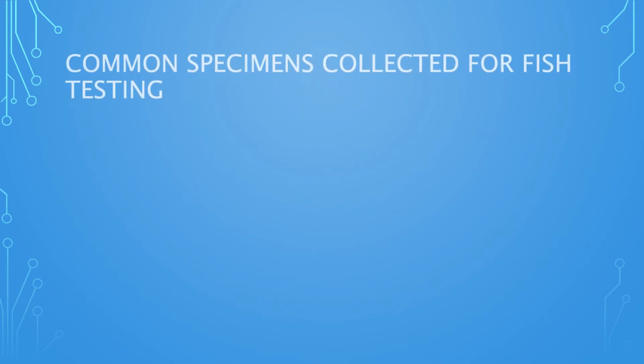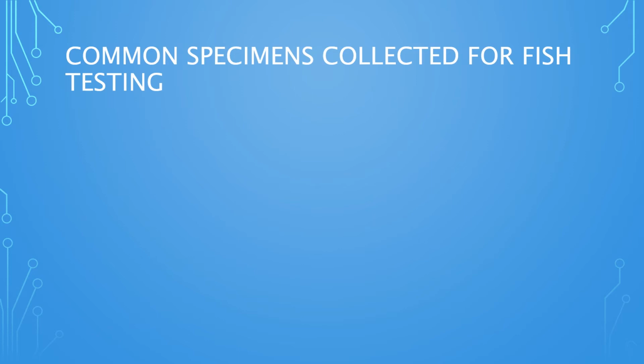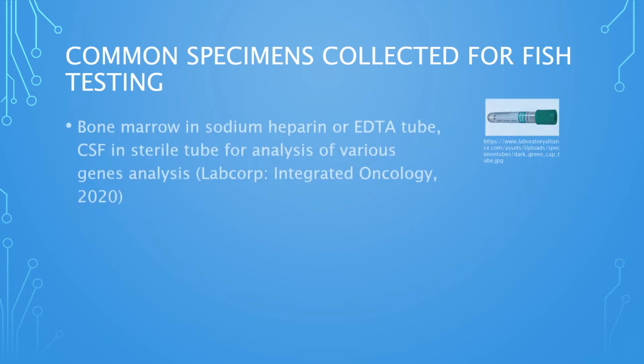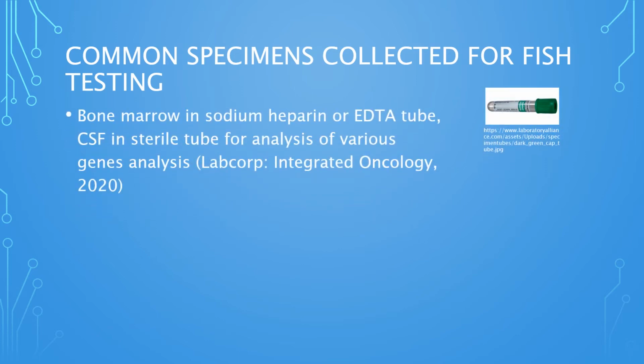What are some common specimens that are collected for FISH testing? According to Integrated Oncology, which is a part of LabCorp, bone marrow can be collected in sodium heparin or an EDTA tube, and CSF can also be collected in a sterile tube, and this can be analyzed for genes in cancer patients.